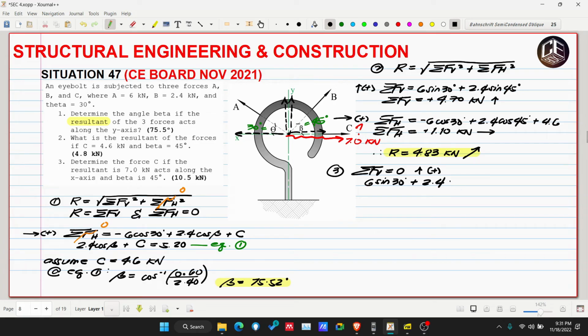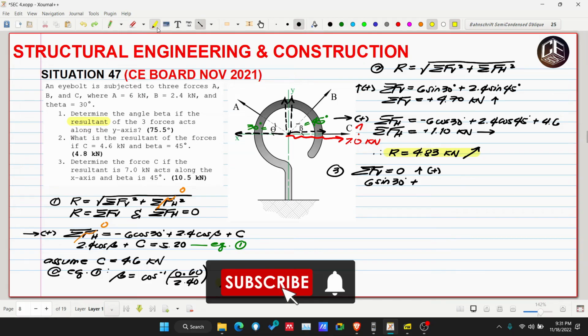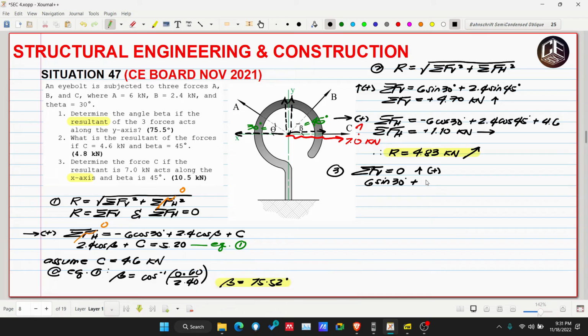Okay? Wait. What is being asked here is C. The resultant 7.0 kilonewton acts along the x-axis, but we already have values for A and B, and the angles theta and 45 degrees are complete. So, it is actually puzzling. Why? Because if the resultant acts on the x-axis, then with our B of 2.4 sine of 45 degrees, it is impossible for our summation of FB to be 0. It's puzzling, but let's try the horizontal first.